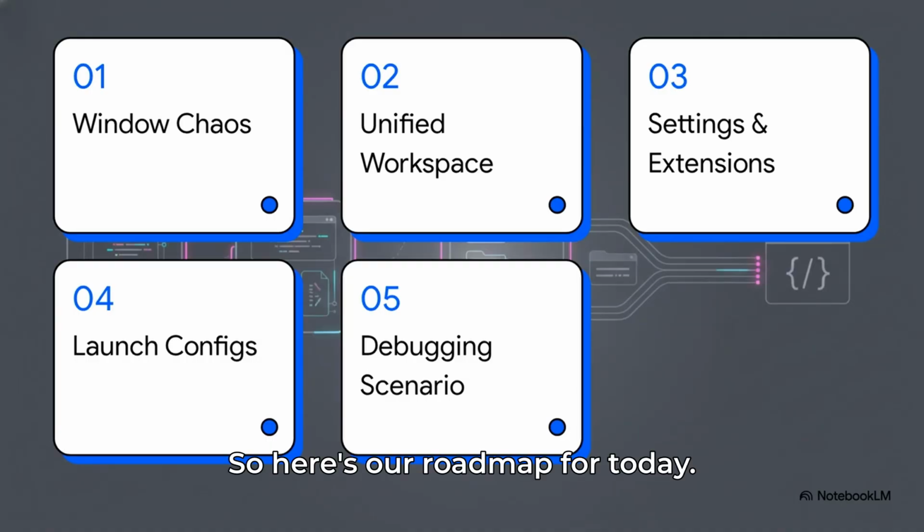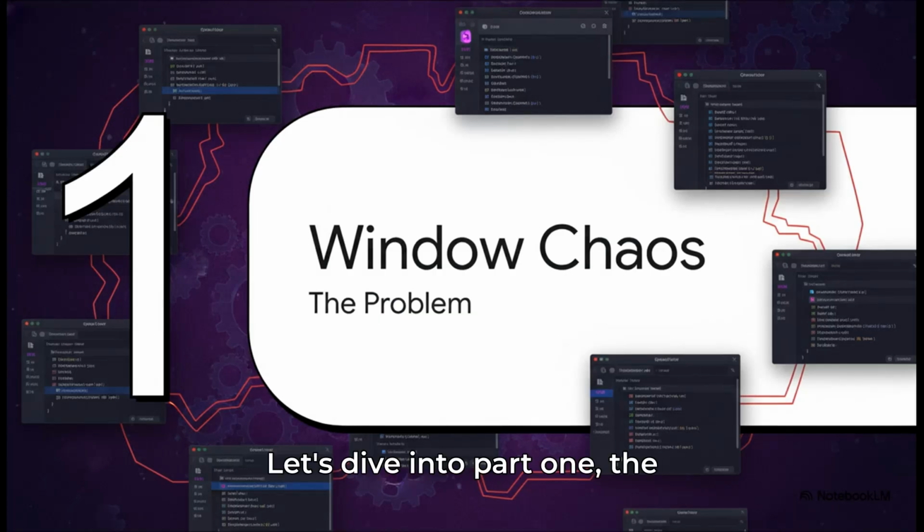So here's our roadmap for today. 1. The microservice window chaos. 2. Building your unified workspace. 3. Settings and extension recommendations. 4. Compound launch configurations. And finally 5. A cross-service debugging scenario. Let's dive into part 1, the microservice window chaos.